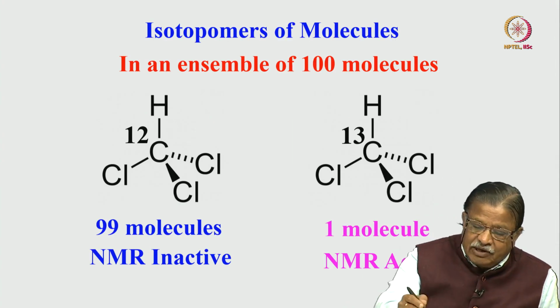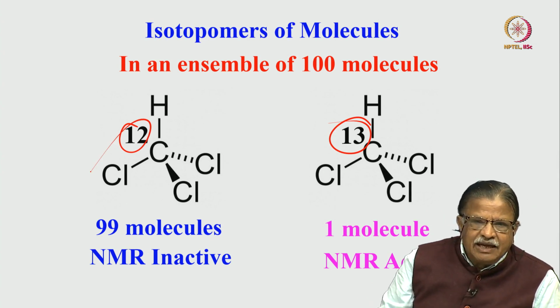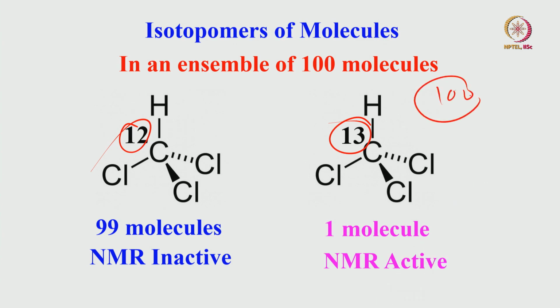Before that, I go into the isotopomers, which most of you already know. I will tell you again. Consider CHCl3, 100 molecules. Well, there is 1 carbon, 1 proton, 3 chlorines. We will not worry about chlorine isotopes. We will consider only carbon.